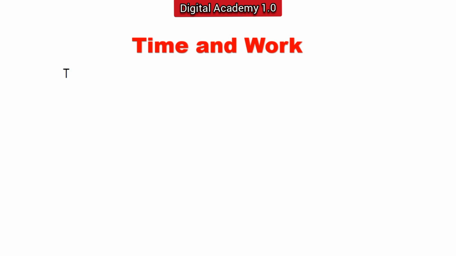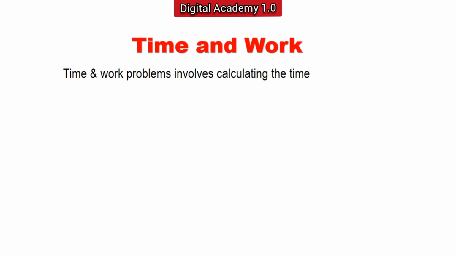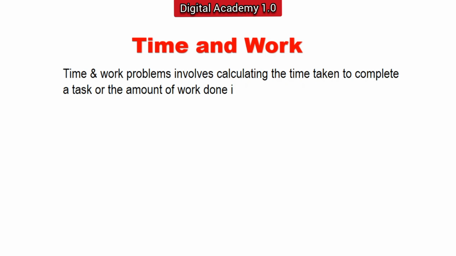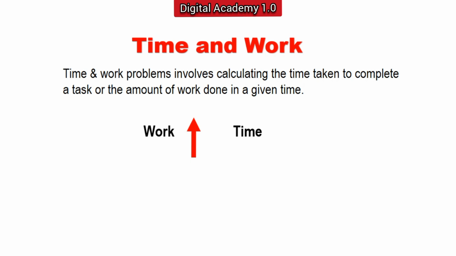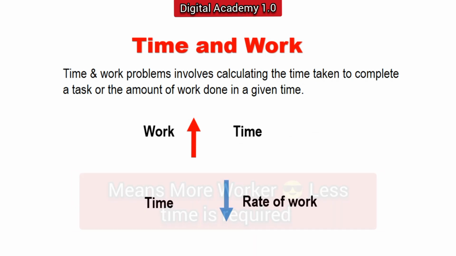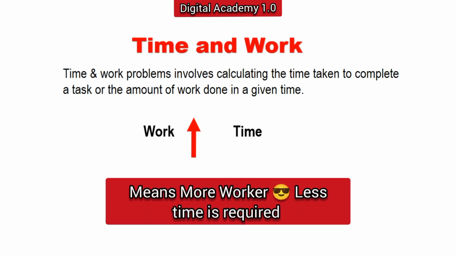Basically, a time and work problem involves calculating the time taken to complete a task or the amount of work done in a given time. Work: the amount of work done is directly proportional to the time taken, meaning more work, more time is needed. Time is inversely proportional to the rate of work, meaning more work rate, less time is required.